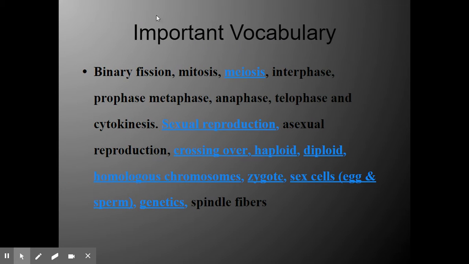Here's your important vocab. It's coming back. Only you'll notice that we have new things that are underlined. The stuff that's underlined and in blue is what we're going through with this half of our notes. So we're going to be focusing on things like meiosis, sexual reproduction, crossing over, haploid, diploid, and the rest of those. Okay?